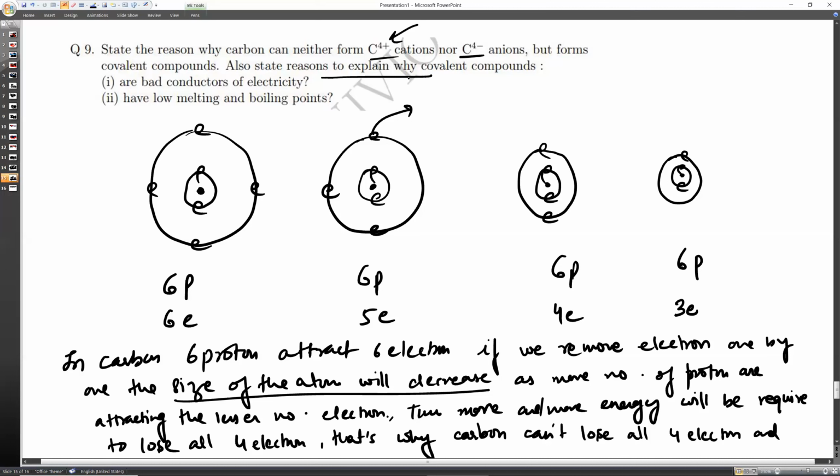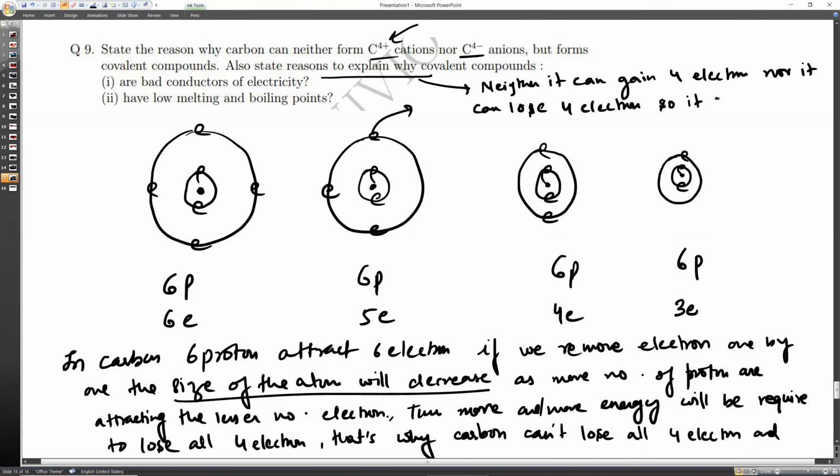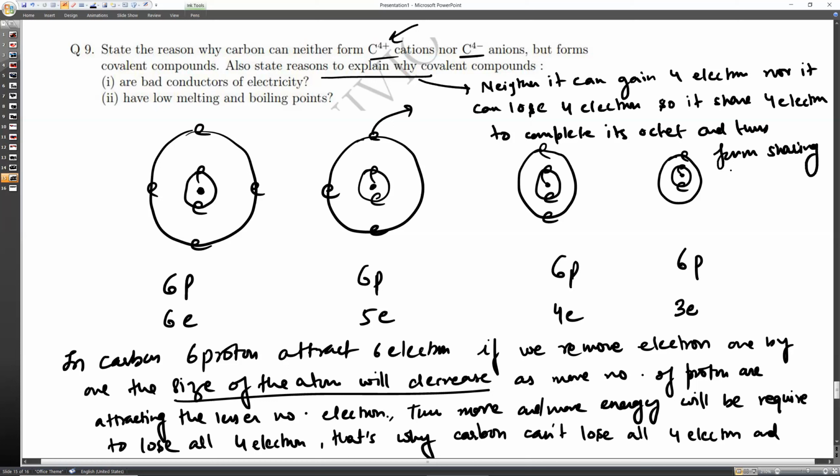The reason behind it is that it can neither gain four electrons nor lose four electrons. So in order to attain stability, I'm just writing the short words: neither it can gain four electrons nor it can lose four electrons. So it shares four electrons to complete its octet, and thus forms a sharing bond called covalent bond. Understood? Next.